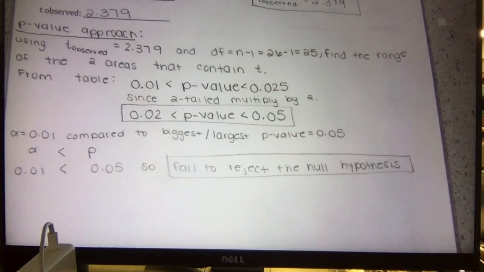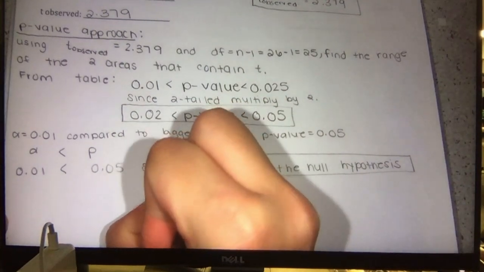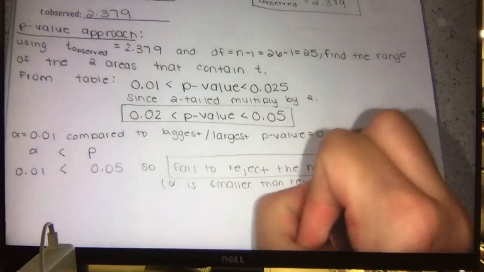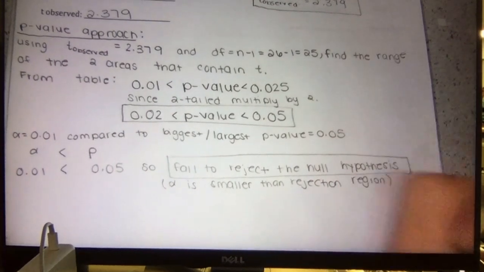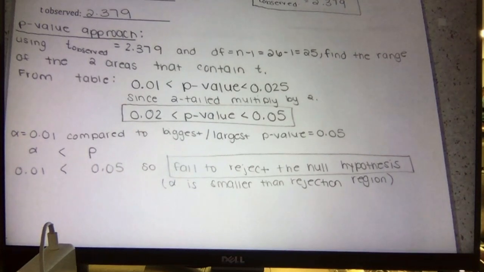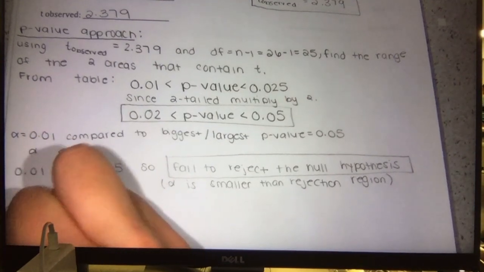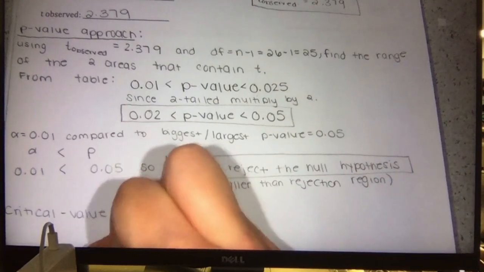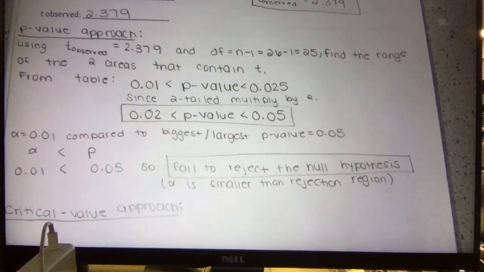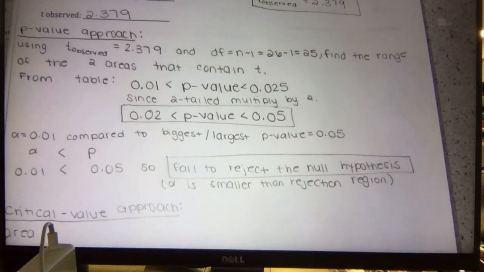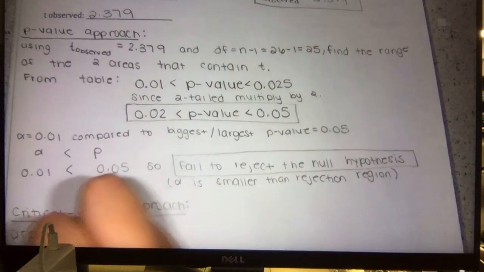Going back because I want to label it exactly the same. I like it to be very consistent, which means that our alpha is smaller than the rejection region. So that's how we know to fail to reject. All right, so going back to the critical value approach, to get our t critical left and our t critical right, our area is going to be 0.05.